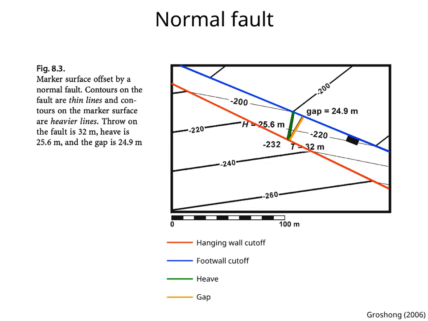The horizontal distance of the green line, which is traced perpendicular to the structure contours of the fault, is the fault heave, in this case 25.6 meters. The fault throw is the difference in elevation between the end points of the green line, in this case 32 meters. So, the fault heave and fault throw are measured in a direction perpendicular to the strike of the fault. Also notice that the fault heave is not the same as the fault gap.